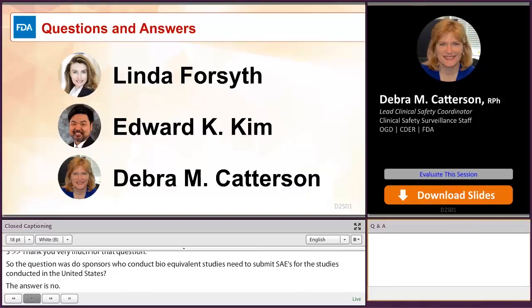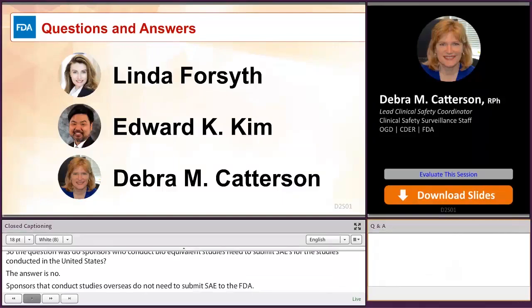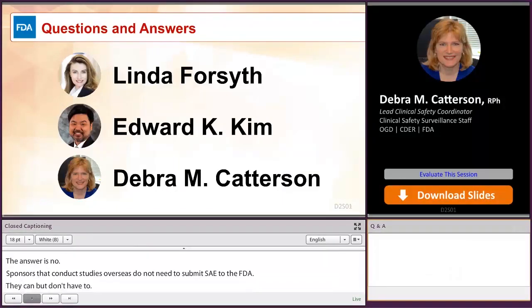There'll be a little more information about that in the guidance for industry that was also included on the slides, for safety reporting requirements for IND and bioequivalence studies. And we'll talk a little more about that, but they're not required to.